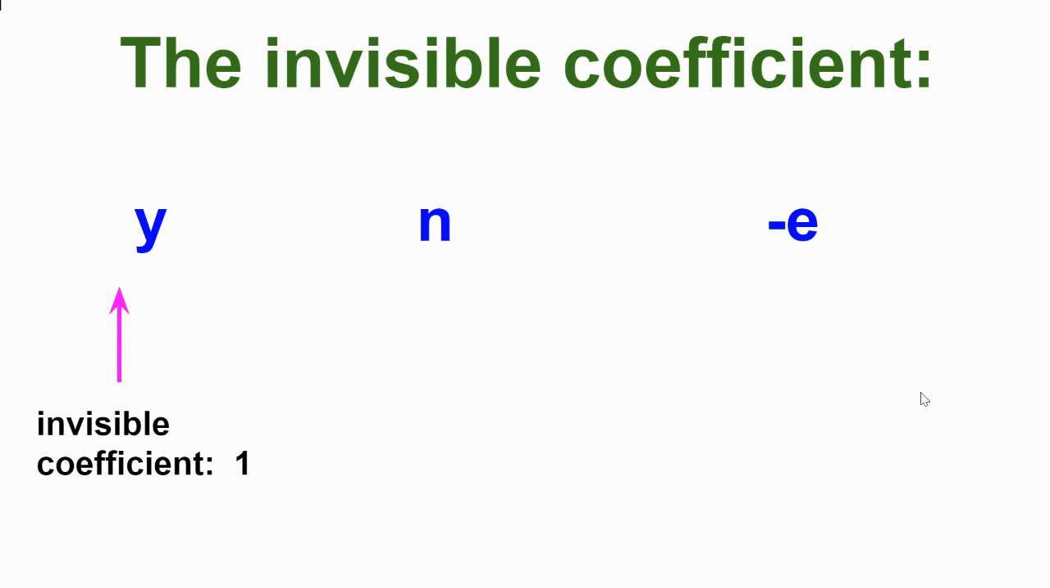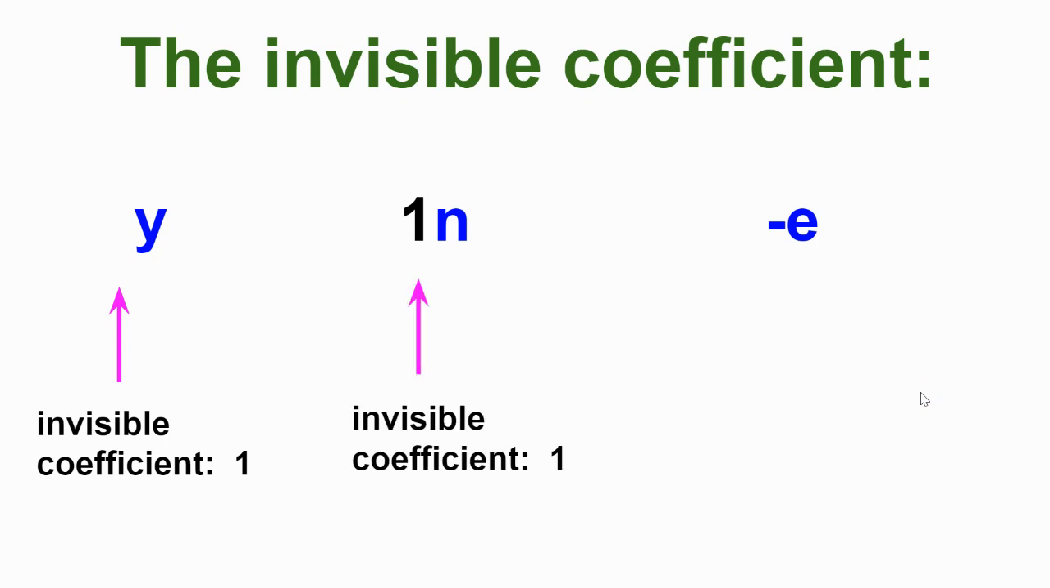Let's look at n here, right? Again, nothing in front. Well, it looks like nothing, but it's invisible. It's the 1. You can't see it. So there's an invisible 1 in front of the n. But remember, we don't have to write it. It's there, but we don't have to write it.